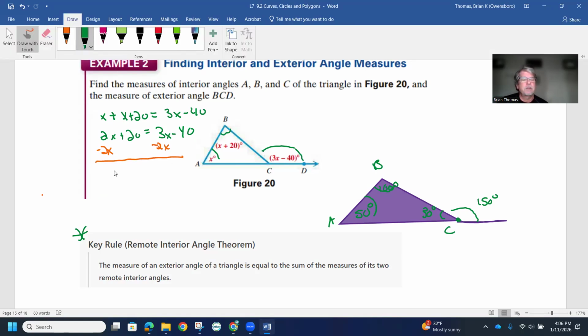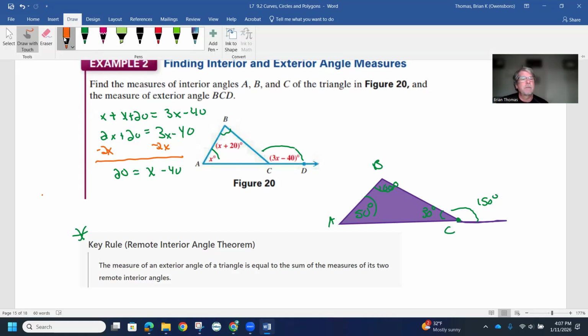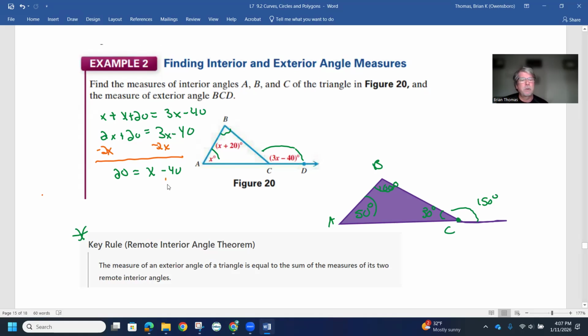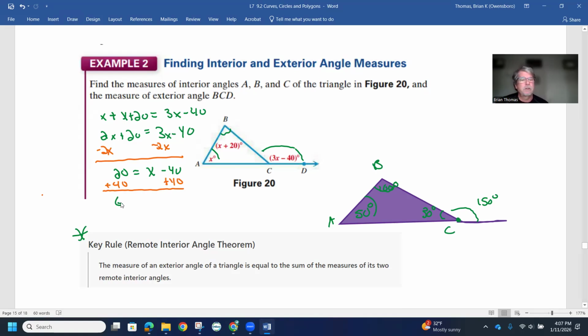So then we're seeing that we have a 20 over here, and 3x lose 2x gives me just an x left over, minus this 40. Now my goal is to get the variable by itself, so this minus 40 has to move to the other side of the equation. To get rid of a minus 40, we have to add a 40 to zero it out, but we have to add a 40 over here. That's that property of equality. What you do to one side of the equation, you got to do to the other side. So if we clean this math up a little bit, we see that this is 60, and we do have x solved for.